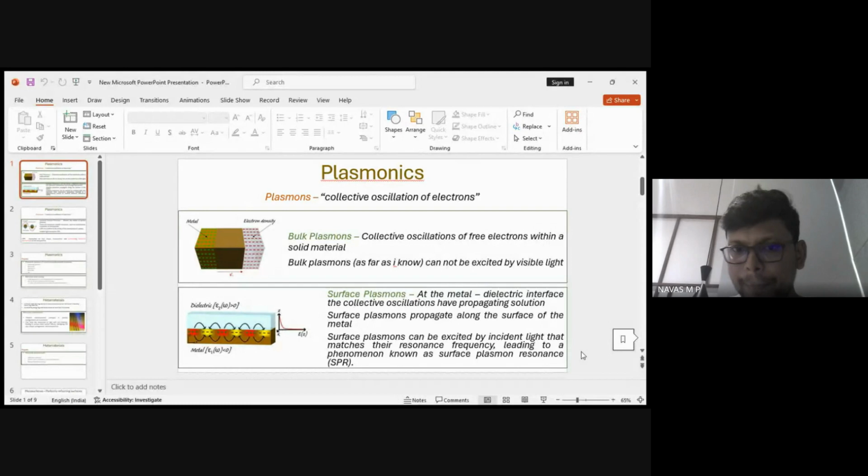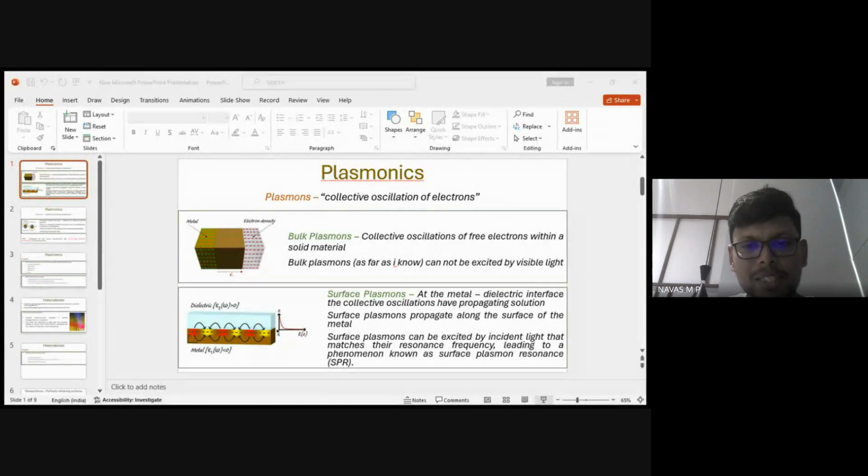Now, if we restrict the surface of that particle, so if you go into nanoparticles, where we have a very small localized surface, then this surface plasmon will become localized surface plasmons.